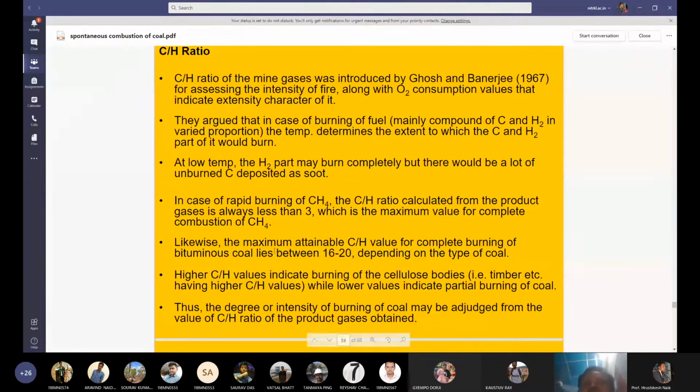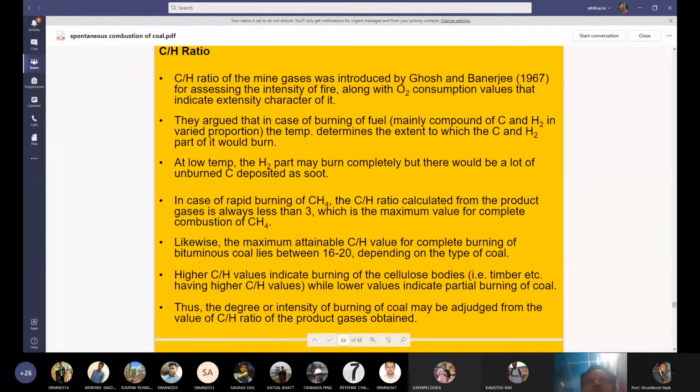Likewise, the maximum attainable carbon divided by hydrogen value for the complete burning of bituminous coal lies between 16 to 20, depending on the type of coal. So this is called the C by H ratio. C is carbon, H is hydrogen.